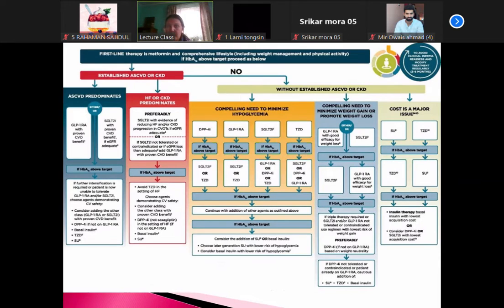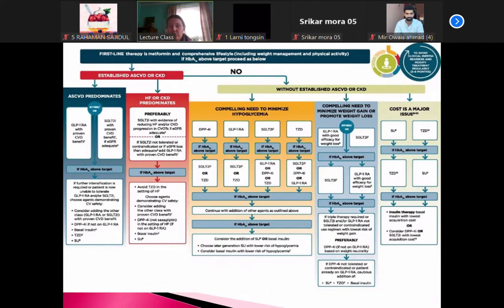Of course, in our practice classes, we'll speak more about this. I will give clinical cases. We will do them, maybe discuss some patients if they come into our department. But generally, this table shows you various drugs in various situations. Look at the upper part of the picture.